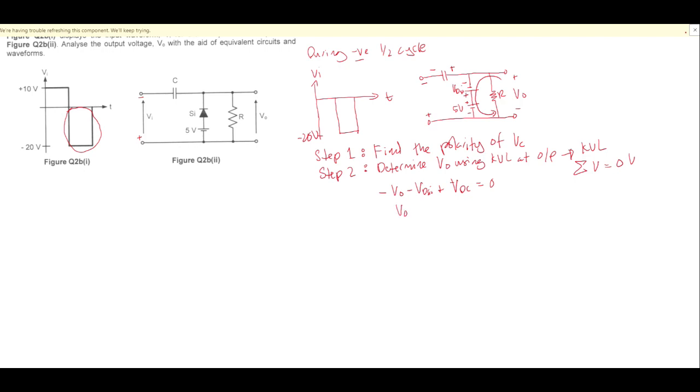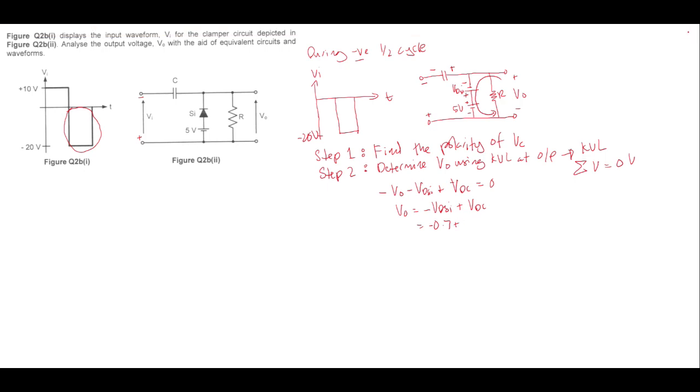So Vout equals negative VD silicon plus VDC. Negative VD silicon is negative 0.7 volt.